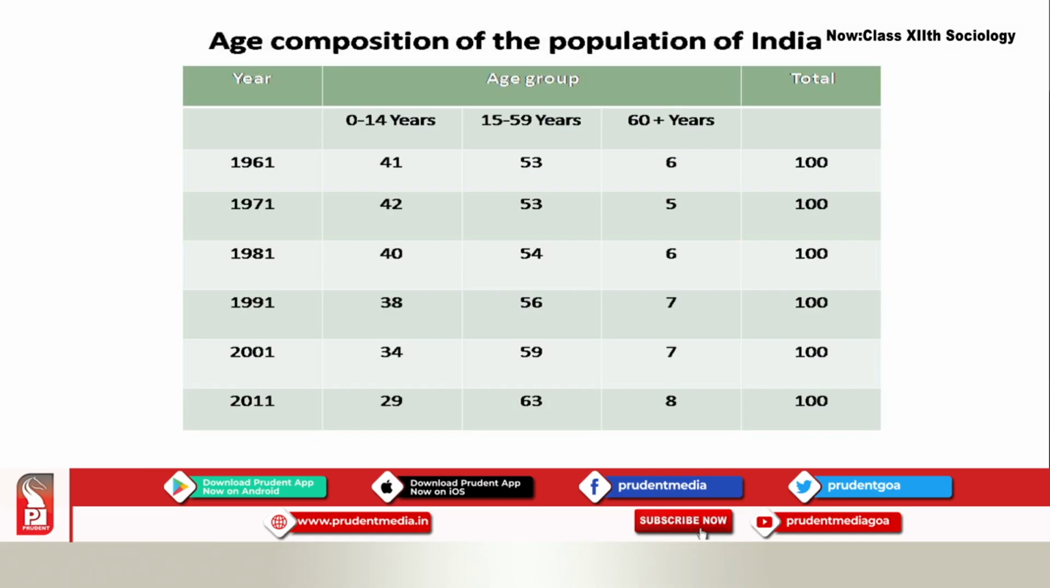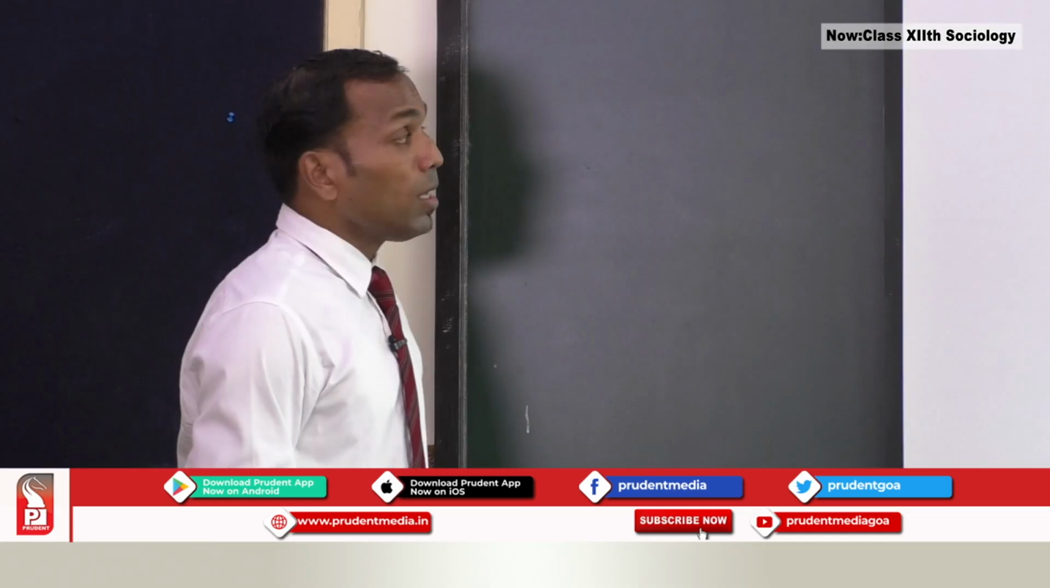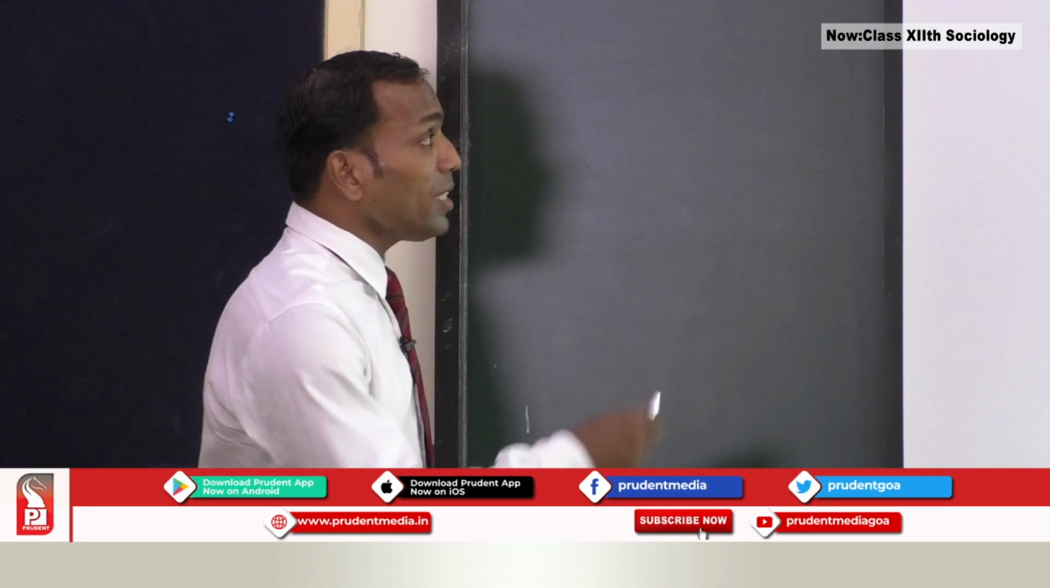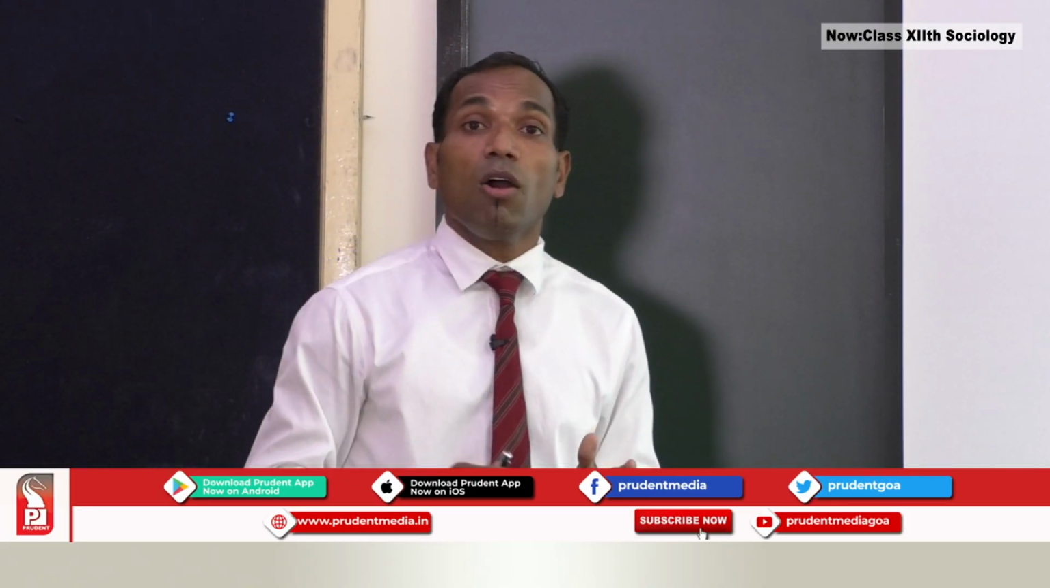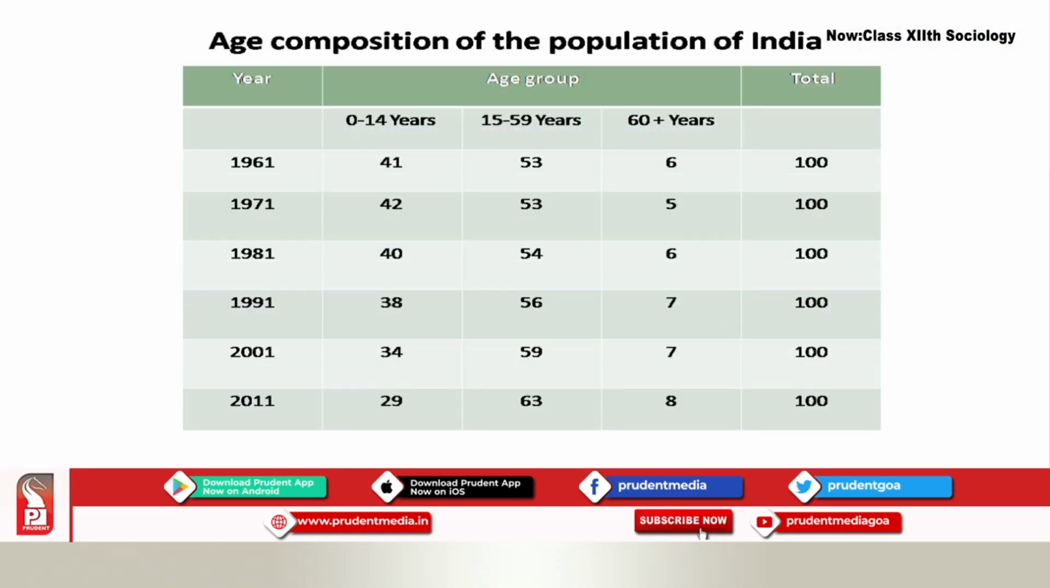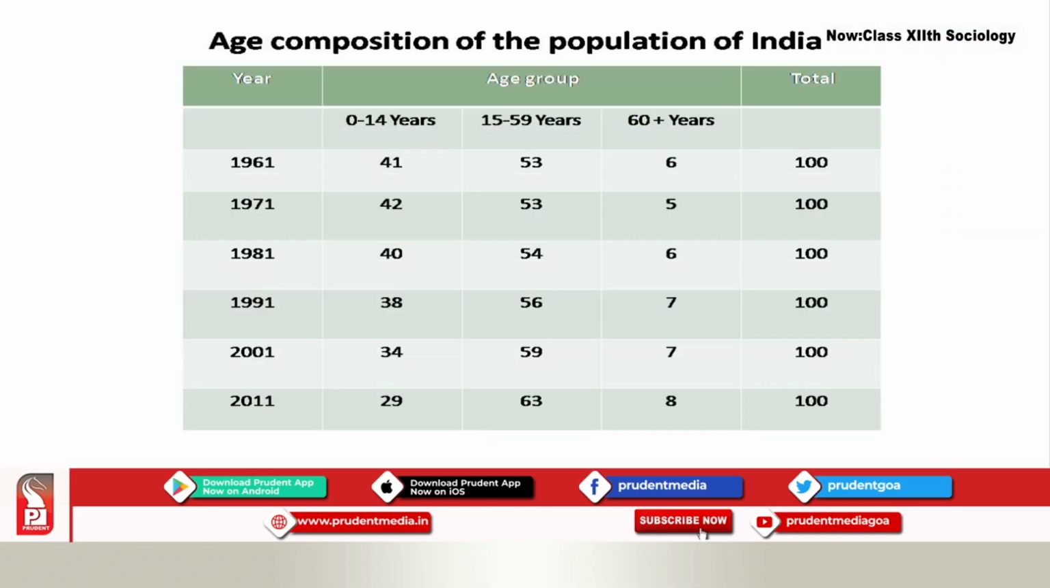Now year wise, if we see over here, in the year 1961, first up to 14 years of age, we have got 41% of population in this first category. In the 15 to 59 age group, we have got 53% of people, and just 6% of people in the 60 plus age group. So this is the age composition we have in the year 1961.